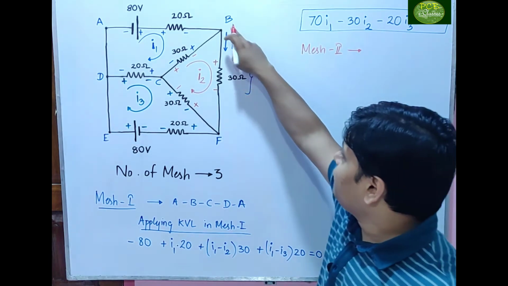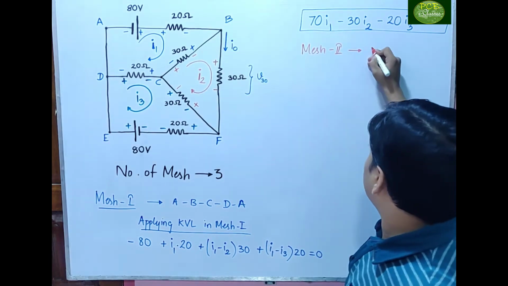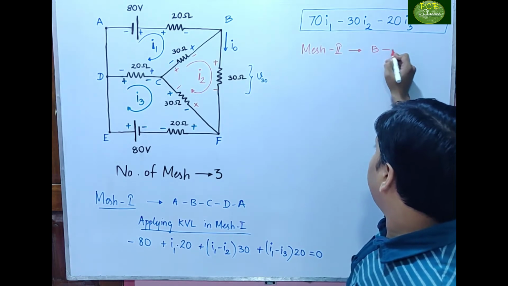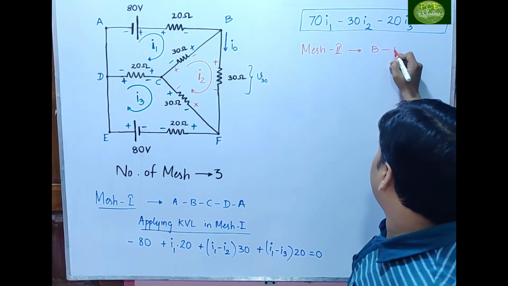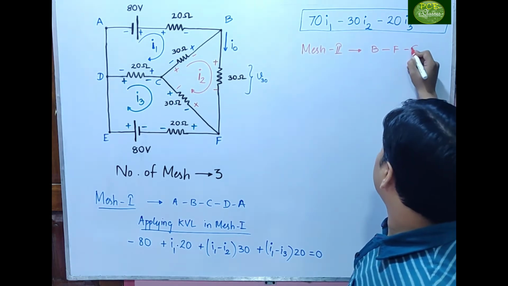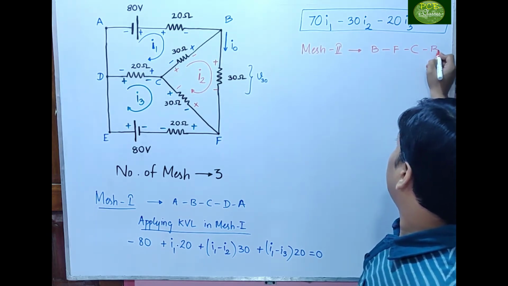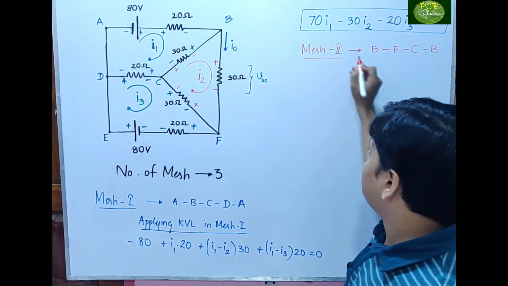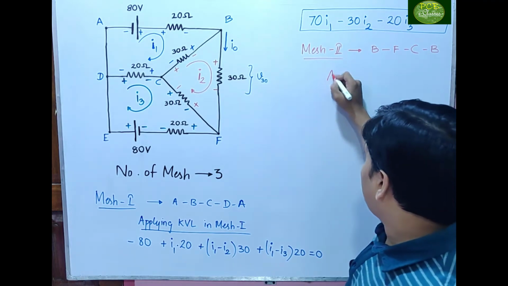Mesh 2. Starting from B. If I start from B, B to F, F to C, C to B. Fine. This is mesh 2. Now applying KVL.